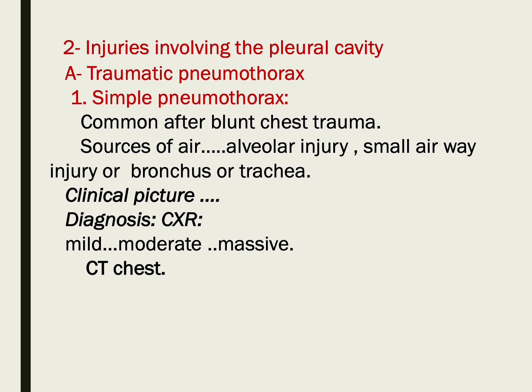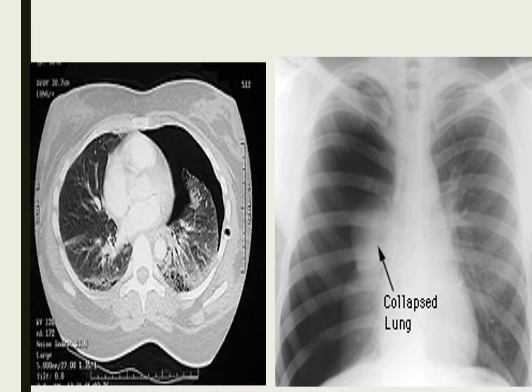The clinical picture is a patient having pain from the site of injury, and also dyspnea and tachypnea. Depending on the amount of air, the patient could be asymptomatic if there's minimal air around the lung, or could have significant dyspnea and tachypnea if there's a massive pneumothorax resulting in lung collapse. CT chest can be done to exclude underlying chest injuries. So this is a CT scan showing the pneumothorax, and this is also total lung collapse due to massive pneumothorax.